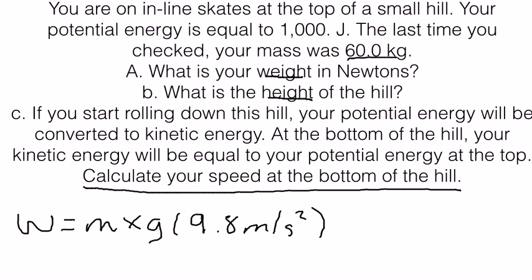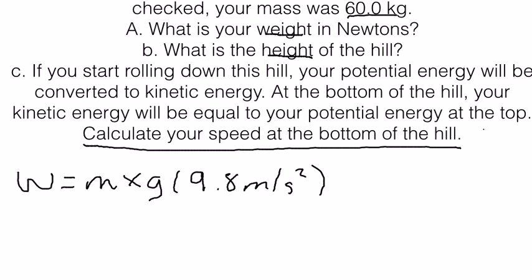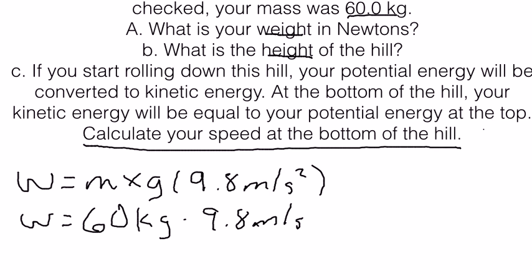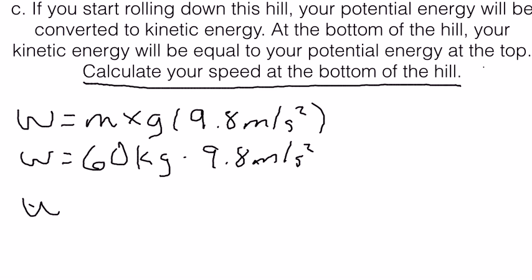So now that we know the gravitational constant, it's a very easy problem. We're going to plug in our mass. Weight is equal to a mass of 60 kilograms times 9.8 meters per second squared. And when you multiply those numbers together, you get a weight that's equal to 588 newtons.